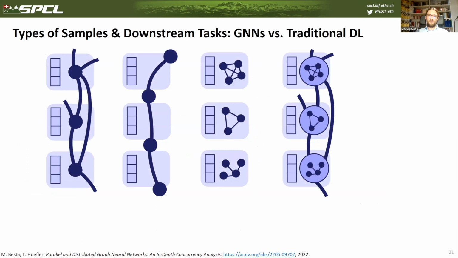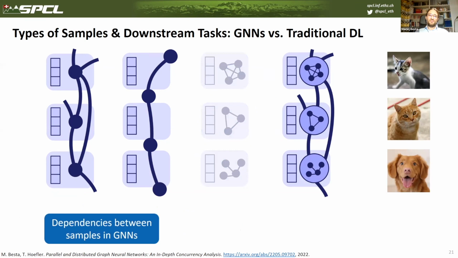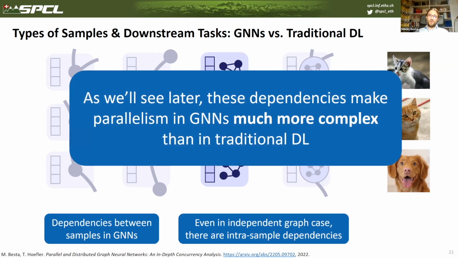Right, so now if we picture all of these classes of samples together, and compare them to the traditional deep learning set of samples, the crucial difference is the fact that we do have explicit dependencies between samples in GNNs. And even in a setting where we have independent graphs, these individual samples have intra-sample dependencies that we also have to consider in some way, right? And as we are going to see in the next couple of slides, these dependencies make parallelism in GNNs much more complicated than what we have in traditional deep learning.